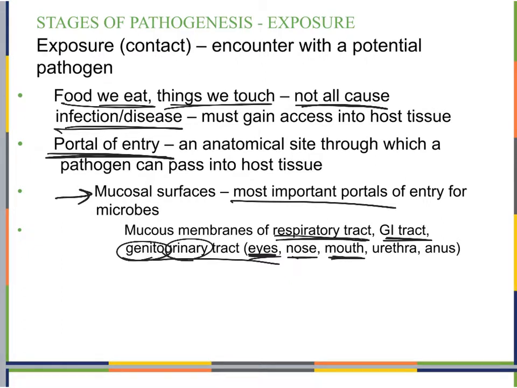Our nose, our mouth, we kind of already know those things with breathing things in, through our nose and through our mouth. Through the urethra, that's how urinary tract infections, for example, can start, coming up through the urethra, and then also through the anus, so anything that's open to the exterior, so then we can cause some intestinal infections there.